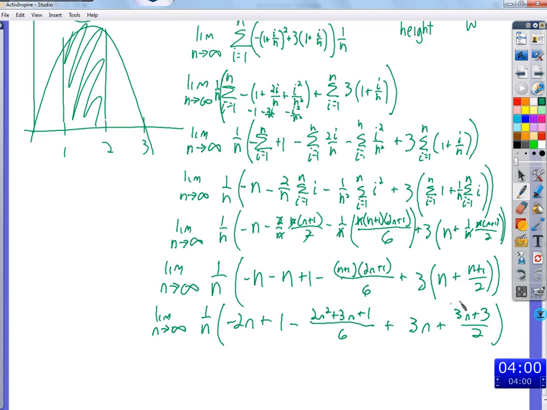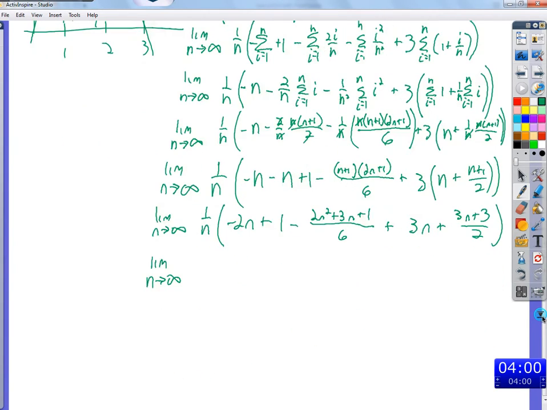And now we've dealt with the parentheses in here, we can distribute this 1 over n. And if you want to get a common denominator and put all these together, you can do that. But in the end, when we let n go to infinity, you can see that that won't be necessary. Right, so let's distribute this 1 over n. So we get negative 2n over n plus 1 over n minus 2n squared plus 3n squared plus 1.